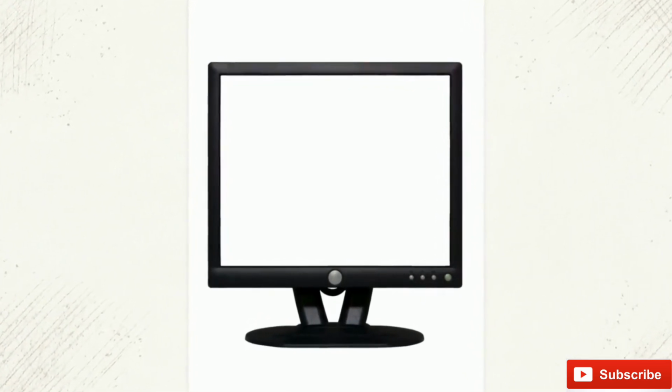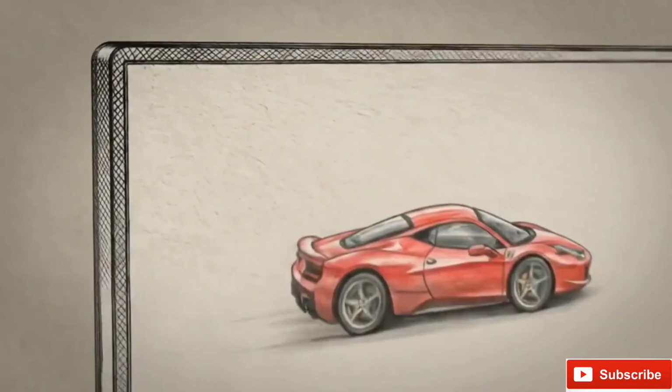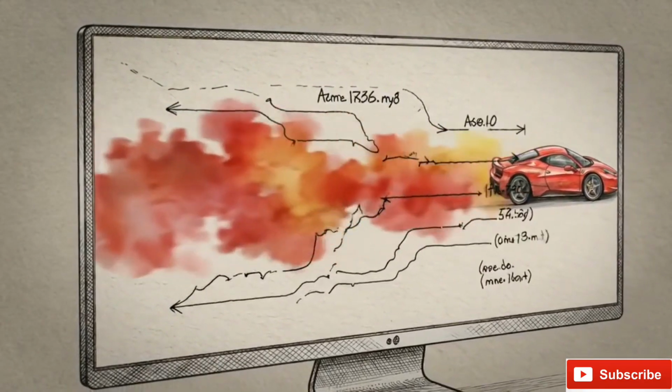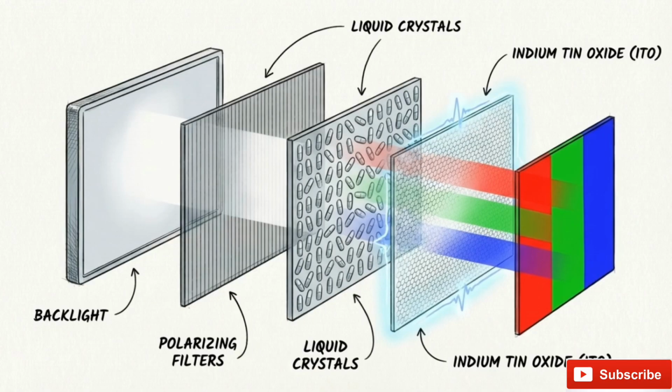The challenger was the liquid crystal display, or LCD. It offered an incredibly thin, flat profile that instantly freed up physical space. It wasn't a perfect replacement right away. Early LCDs actually suffered from motion ghosting, where fast-moving images leave a blur, and they had poor viewing angles compared to the older CRTs. Look at this exploded view of an LCD.